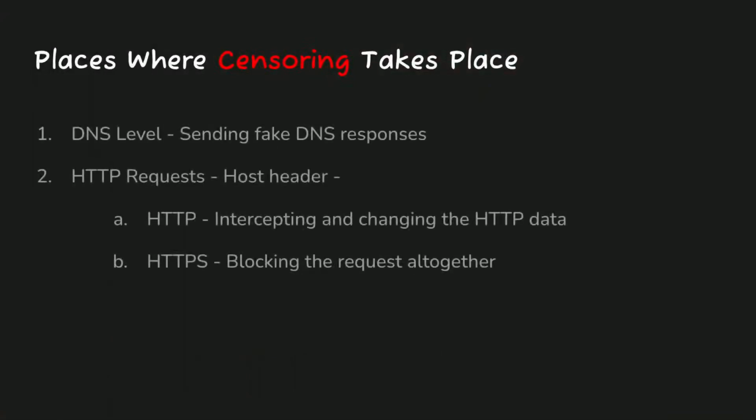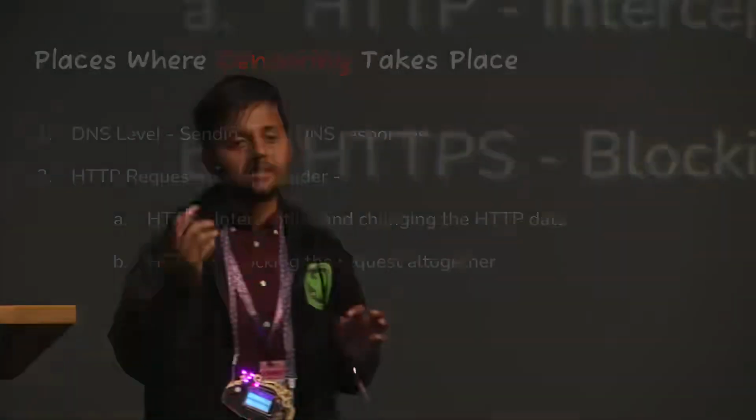Okay. So at the DNS level, it's sending fake DNS responses, and for the HTTP request, it's the host header and HTTP intercepting. I'll talk about both of these. The DNS level is when you are trying to get the IP address. Imagine a case where you're trying to access a website that is supposed to be blocked. Let's say there's a website of a terrorist organization that your country doesn't want you to see. What they would try to do is send you a different IP address that doesn't belong to the terrorist organization's website.